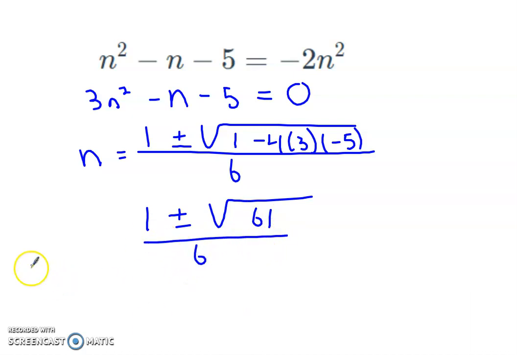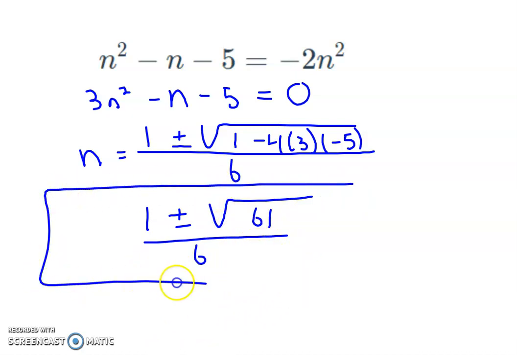You may have ended up with the same problem. So any way you do these, if you end up with something that has a square root that doesn't simplify nicely, no problem. Just type it in, say, there's my answer right there, n equals that, and you're finished.